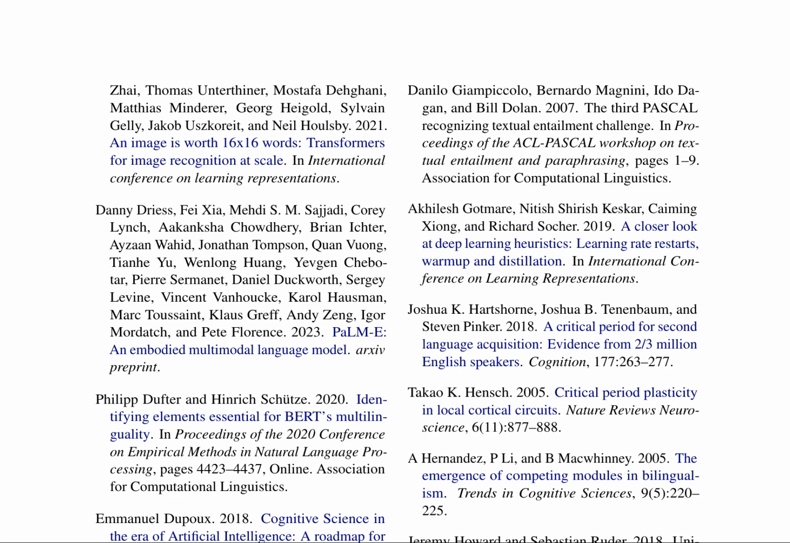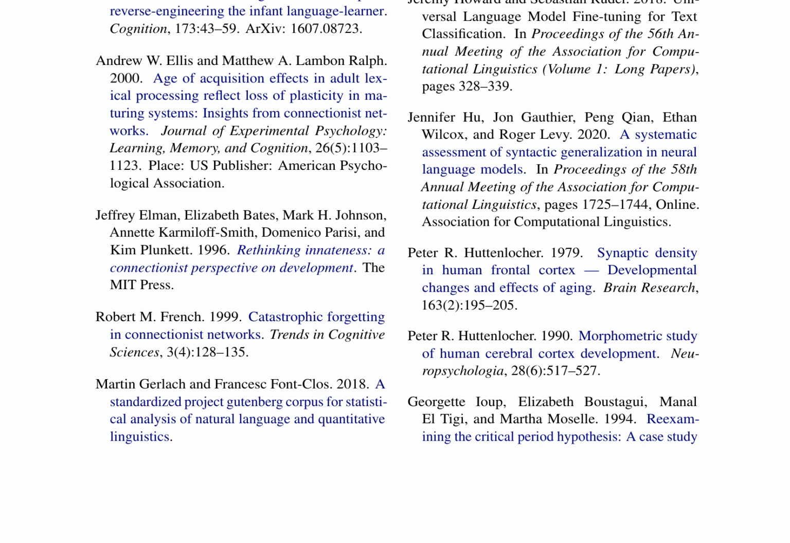In the realm of neural networks, catastrophic forgetting in connectionist networks is addressed by French, 1999, while Ellis and Lamb Ralph, 2000, emphasize the importance of plasticity in maturing systems. Elman et al., 1996, reassess innateness from a connectionist perspective. Language models, such as BERT's multilinguality, Dufter and Schutze, 2020, and the use of transformers for image recognition at scale, Dosovitskiy et al., 2021, demonstrate their potential. The PaLM-E embodied multimodal language model, Driess et al., 2023, and deep learning heuristics like learning rate restarts, warm-up, and distillation, Gotmare et al., 2019, further advance the field.